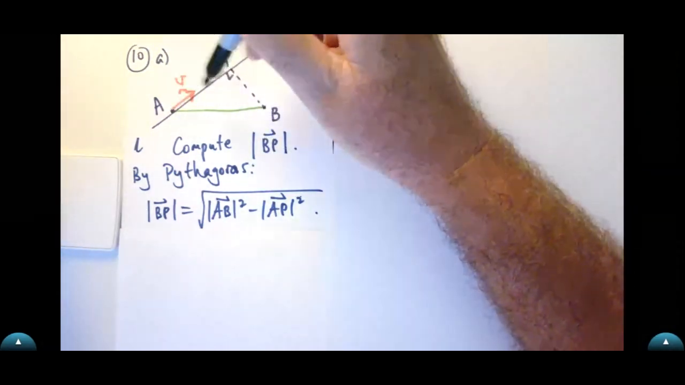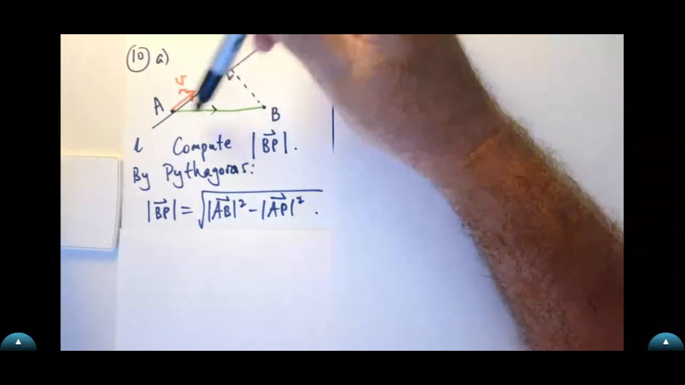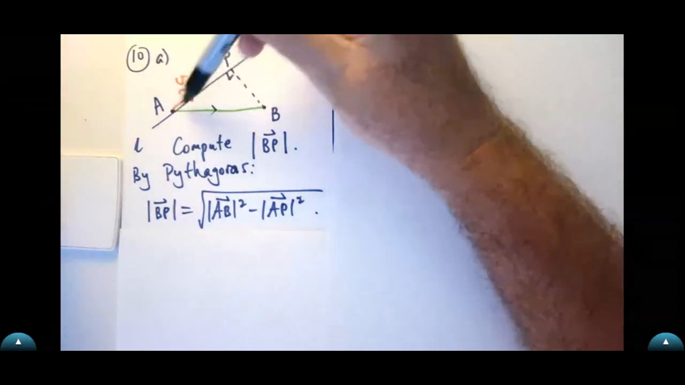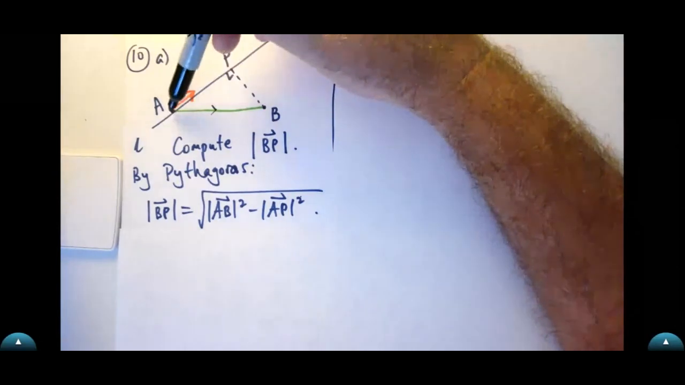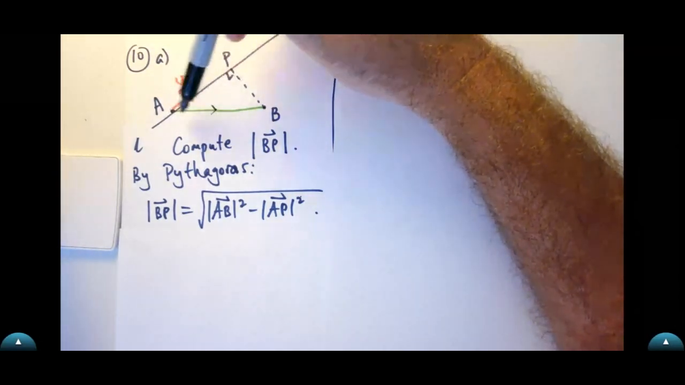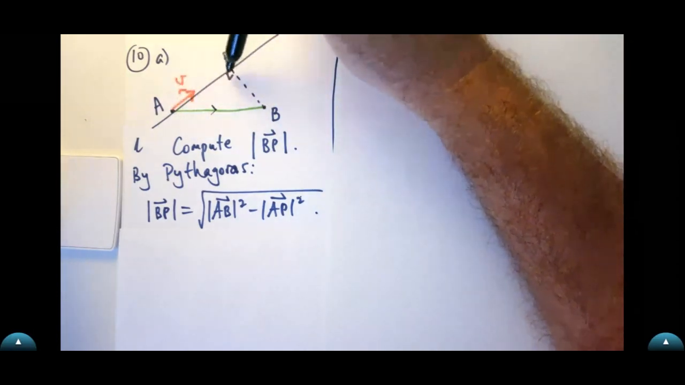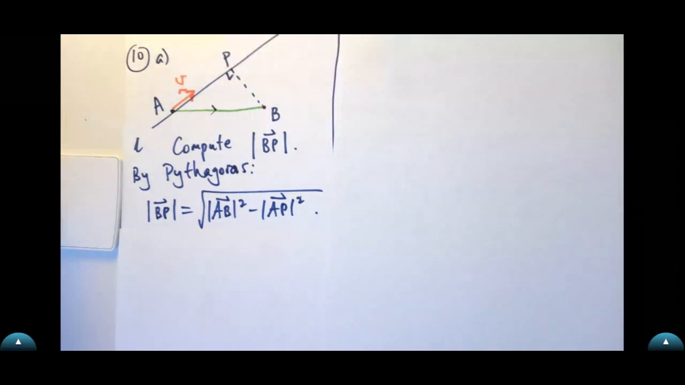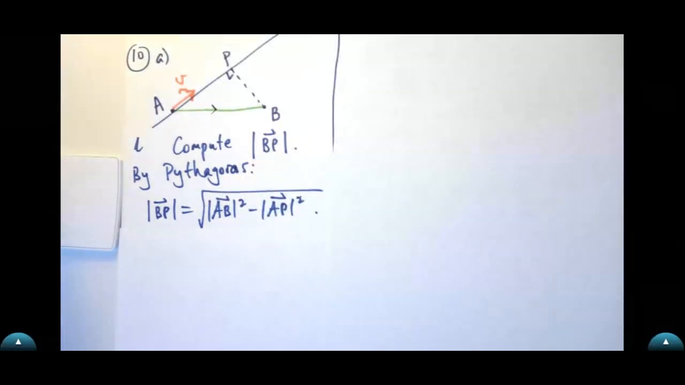Well, the vector AP is just the vector projection of this vector on that vector V. Let me say that again. The vector AP is just the vector projection of this vector on that vector there. That actually gives you the vector AP. So I can work out its length and then apply this Pythagorean formula.